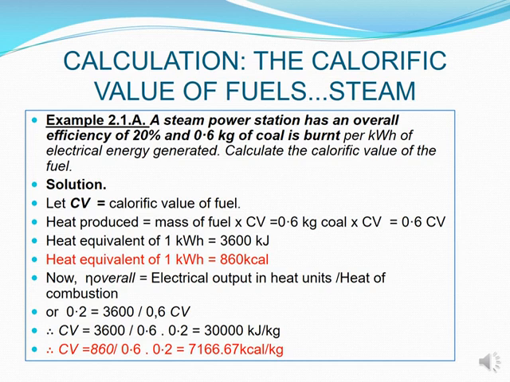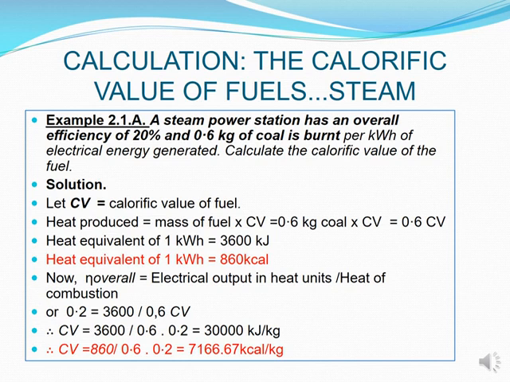So, we have an example here where we were asked to calculate the calorific value of the fuel that we have in this one power station. They say that the overall efficiency of the station is 20% and that 0.6 kg of fuel is being burnt per kilowatt hour of electricity that we get out of the station. So the calorific value, we're going to give it a sign of CV. And then the heat produced will be the kgs of coal utilized times the calorific value of the fuel.